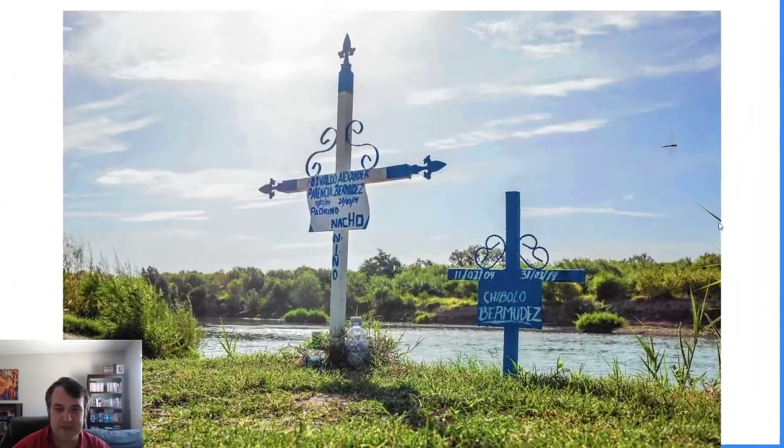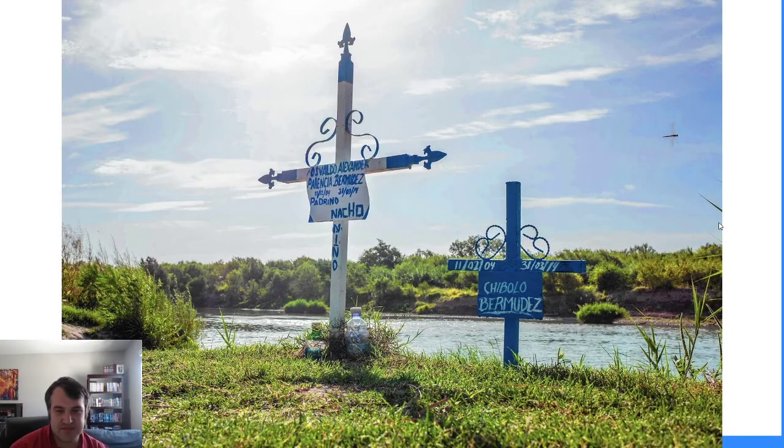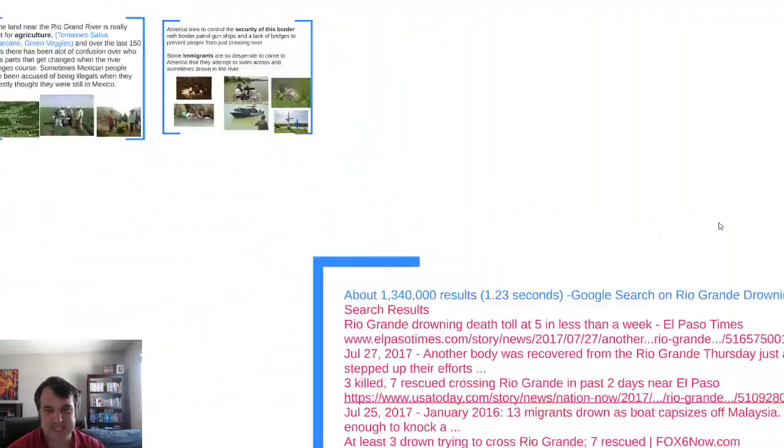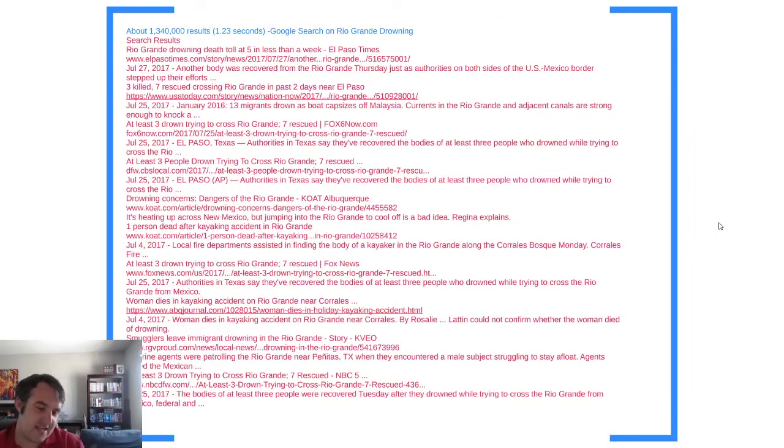And then dead people. And yeah, people die trying to swim across the river. It's kind of scary. All right, and then here's just a bunch of links that I found really quickly. 1,340,000 links about the Rio Grande River drownings. So it's not uncommon for people to drown going across this river.